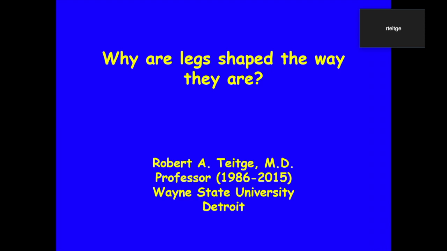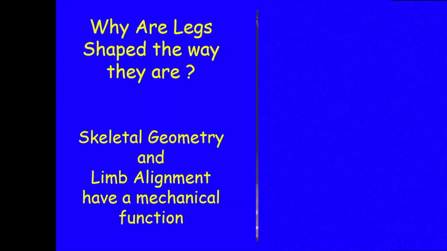Powell's asked me to talk about deformity analysis. That presumes that we know what a normal limb looks like, and that opens the question of why legs are shaped the way they are. So why are legs shaped the way they are? Skeletal geometry and limb alignment has a mechanical function.